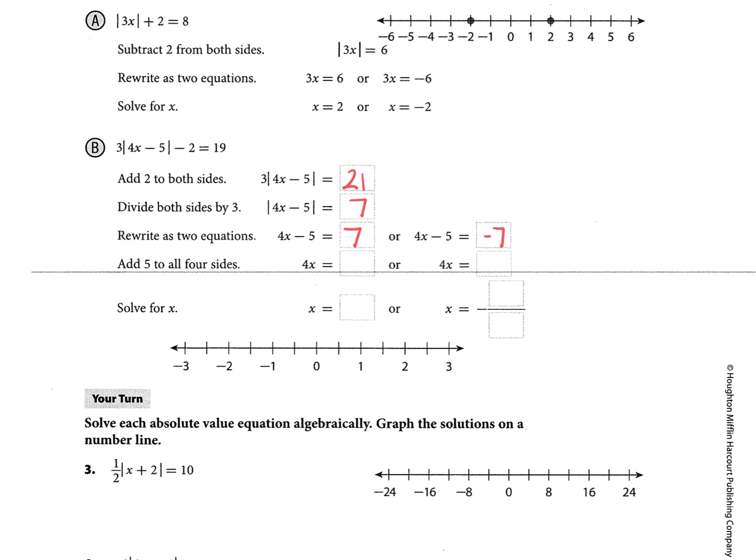Then they add 5 to both sides. 7 plus 5 is 12. And then negative 7 plus 5 is negative 2. Then we divide both sides by 4. 12 divided by 4 is 3. Negative 2 divided by 4 is negative 1/2. Then we're going to graph them. X is 3, or x is negative 0.5, or negative half.